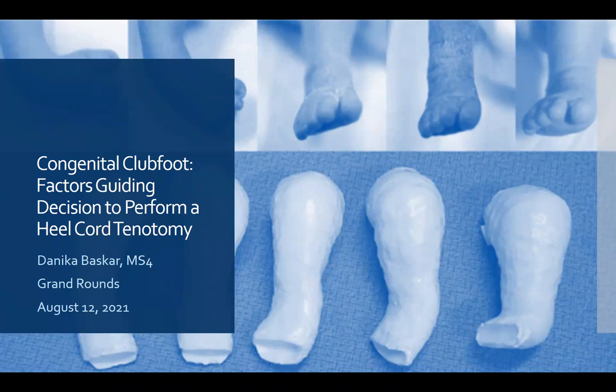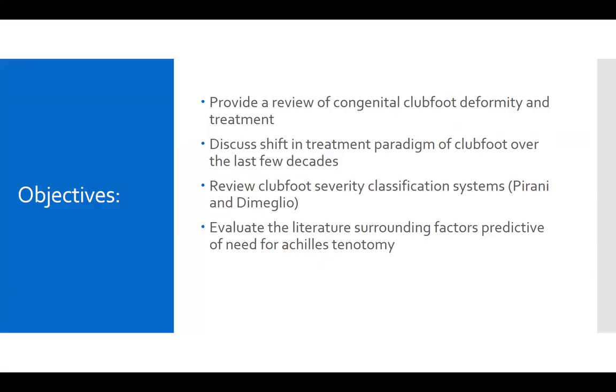Morning, my name is Danica Vosker. I'm one of the 4th year students as well. And today for my presentation, I'll be talking about congenital clubfoot and factors guiding the decision to perform a heel cord tenotomy. So the objectives of my talk: today I'll be providing a review of congenital clubfoot deformity and treatment, discussing the shift in the treatment paradigm of clubfoot over the last few decades, reviewing the clubfoot severity classification system, specifically looking at the Catterall and Dimeglio scores, and also evaluating the literature surrounding factors predictive of the need for an Achilles tenotomy.